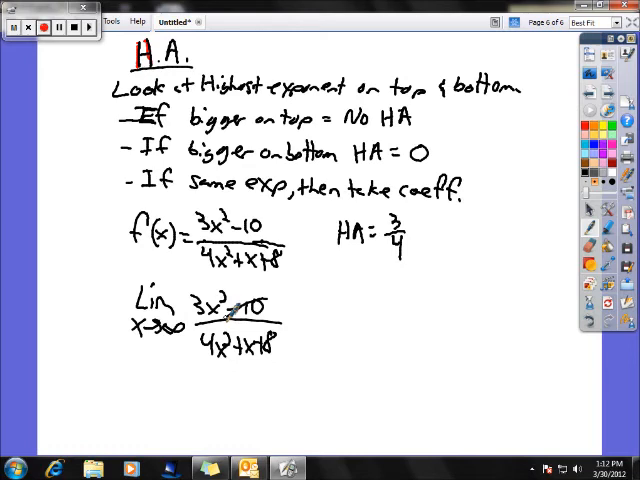So infinity squared gets bigger much faster than infinity. Infinity cubed gets much bigger much faster than infinity squared or infinity. So the highest exponent matters. The rest don't matter because they're going to be insignificant compared to the highest exponent. So you cancel everything but the highest exponent. Now we have x squared on both of those, so those can cancel, and we're left with 3/4.